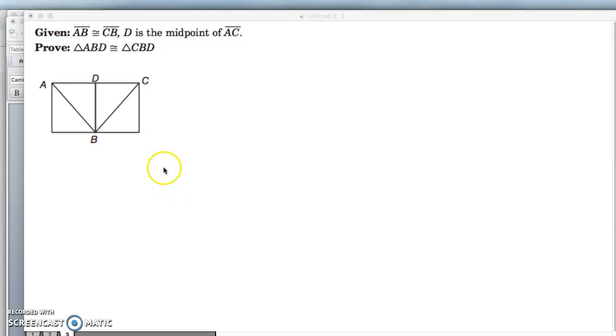This is another very simple one, so go ahead and do all the steps: rewrite the givens, write this at the bottom, mark up the diagram, and come up with your plan. And hit pause, and I will show you my solution shortly.